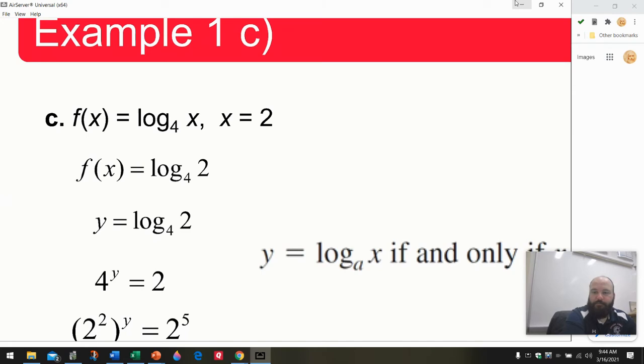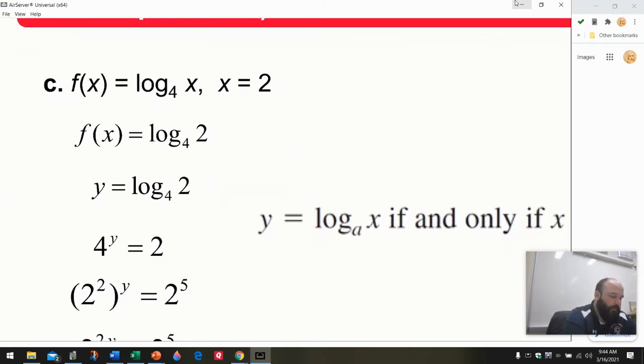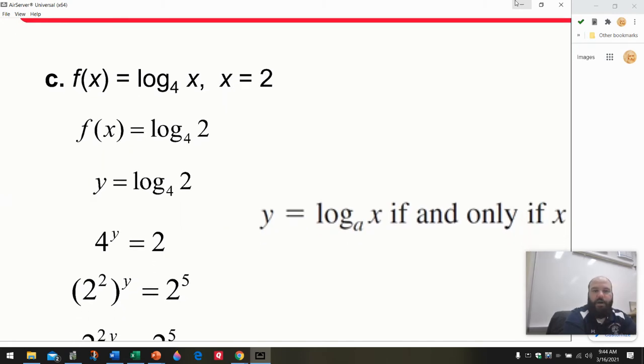Part C is similar. We have a function f of x equals log base 4 of x. They would like us to substitute the value of x equals 2 into the equation, which we do. Then we replace f of x with y. So we end up with an equation that just has an x and a y now. And we need to solve this.